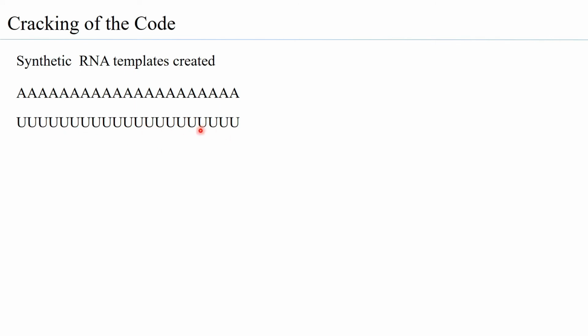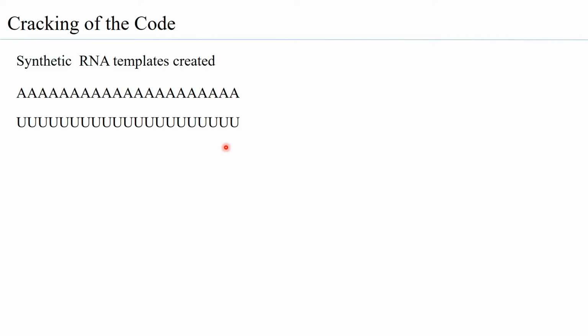Another interesting fact that led to the cracking of the code was that these synthetic RNA templates could be used in a cell-free translation process. What does one mean by cell-free translation? We all know that translation happens within a bacterium because the ribosome is present. The ribosome binds to the mRNA, allows the tRNA to bind to the mRNA, and allows it to synthesize the protein. All this happens inside the bacterial cell.